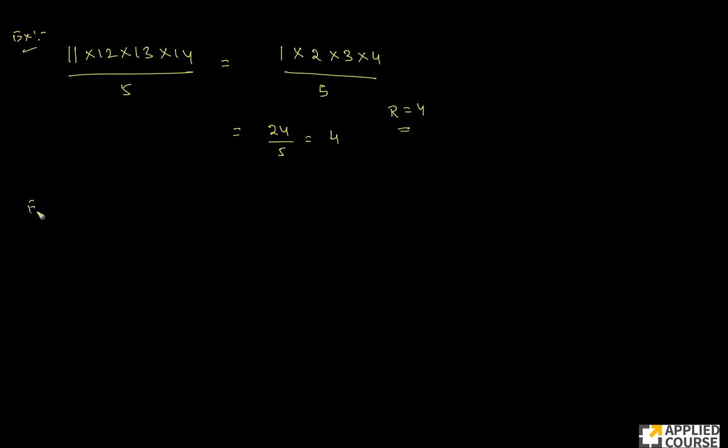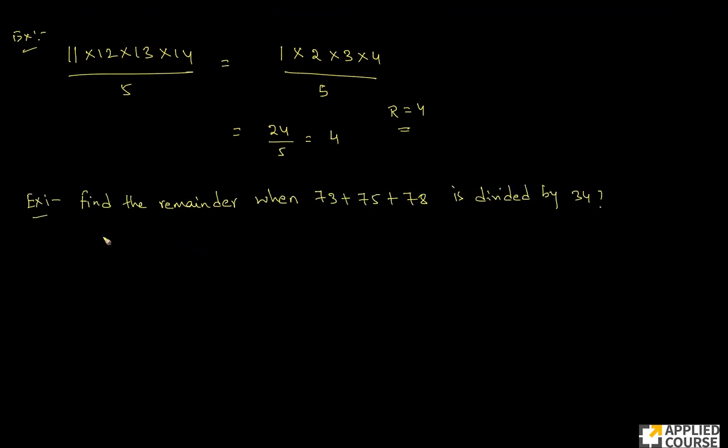Understood? Shall we do one more example? Find the remainder when 73 plus 75 plus 78 is divided by 34. We will do it in the normal method first. By adding these numbers you get 226, divided by 34. 34 sixes are 204, so the remainder is 22.